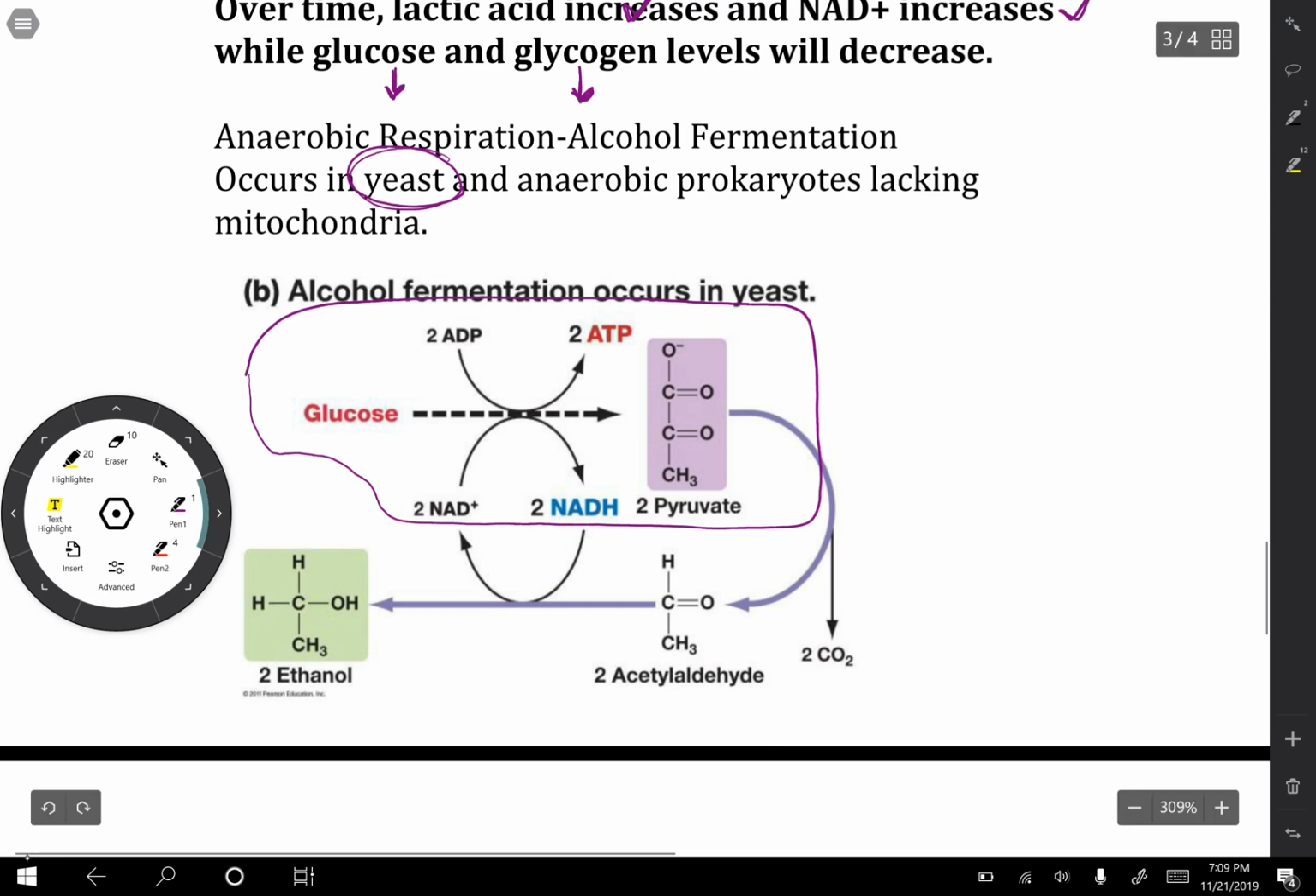we have to, again, swing around, but we're not going to make lactic acid this time. We're ultimately going to make alcohol in the form of ethanol. And we're going to kick out a couple of carbon dioxides each time we do this.